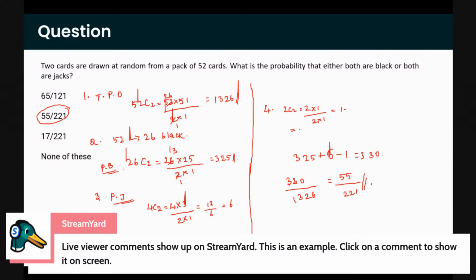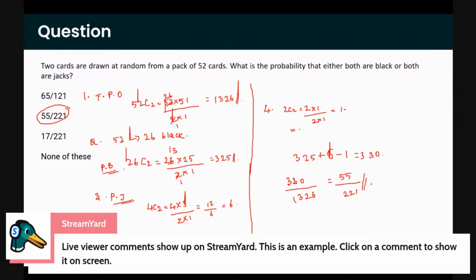Okay. Now why does this intersection part appear? Because there are two black jacks present. That's why I gave 2C2. Why did I give 2C2? There are two black jacks, and out of those we are going to select two cards. So 2C2, which is equal to 2 into 1 by 2 into 1, which is 1.